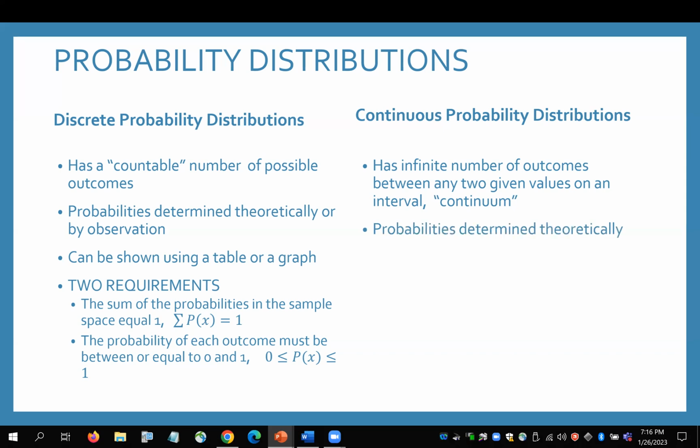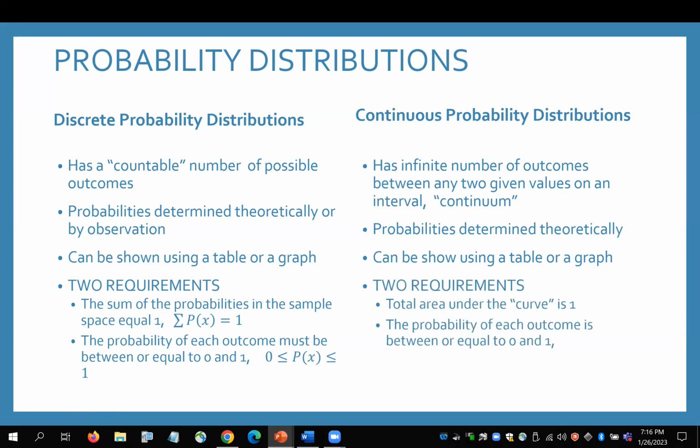Typically, with a continuous probability distribution, the probabilities are determined theoretically. Again, we can display them in the form of a table or a graph. I will tell you that in most cases for discrete, you see them in table form, and for continuous, you see graphs. Now, they can be either, but again, you tend to see discrete as tables and continuous as graphs.